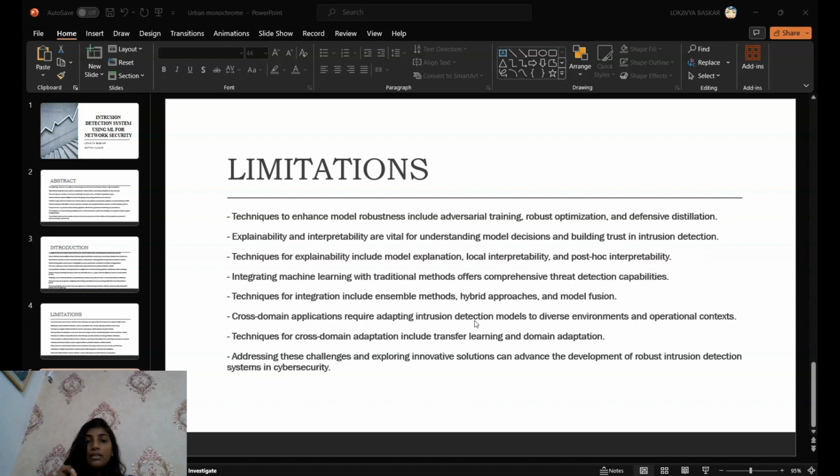Finally, there is the issue of adversarial attacks, which presents a very sobering reality for intrusion detection systems. Malicious actors may exploit vulnerabilities in machine learning models to evade detection and launch sophisticated cyber attacks. These attacks involve manipulating training data or model inputs to deceive machine learning based intrusion detection systems, leading to false negatives or misclassification of security threats. Addressing this limitation requires robust defense mechanisms and adversarial training techniques to enhance model resilience against adversarial attacks.